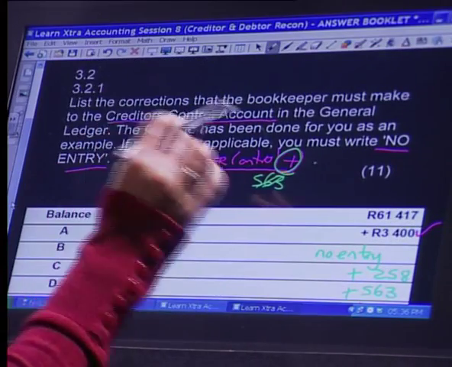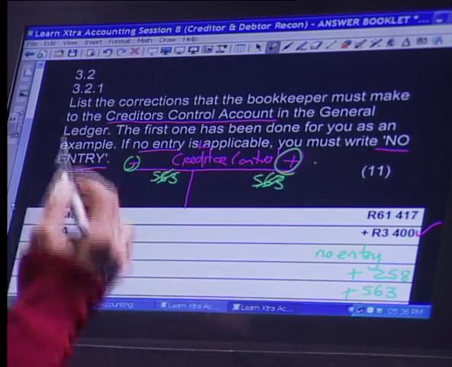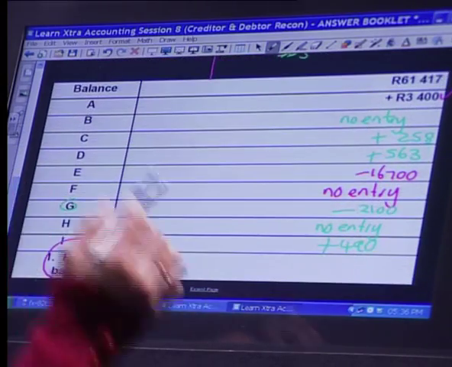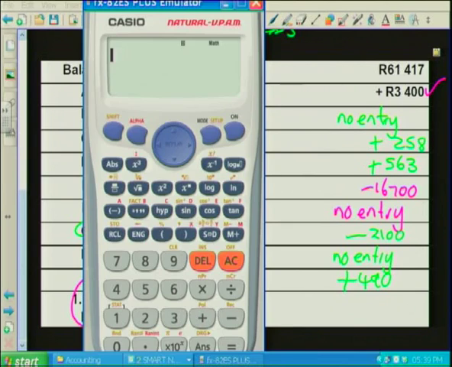For number I, we now need to add our 490. Right guys, now is the crunch time for us to test whether I haven't made any errors. So let's now get those calculators out. Remember, this needs to reconcile. It needs to agree. In other words, my control account needs to reconcile with my creditors list. So let's check whether it does reconcile.